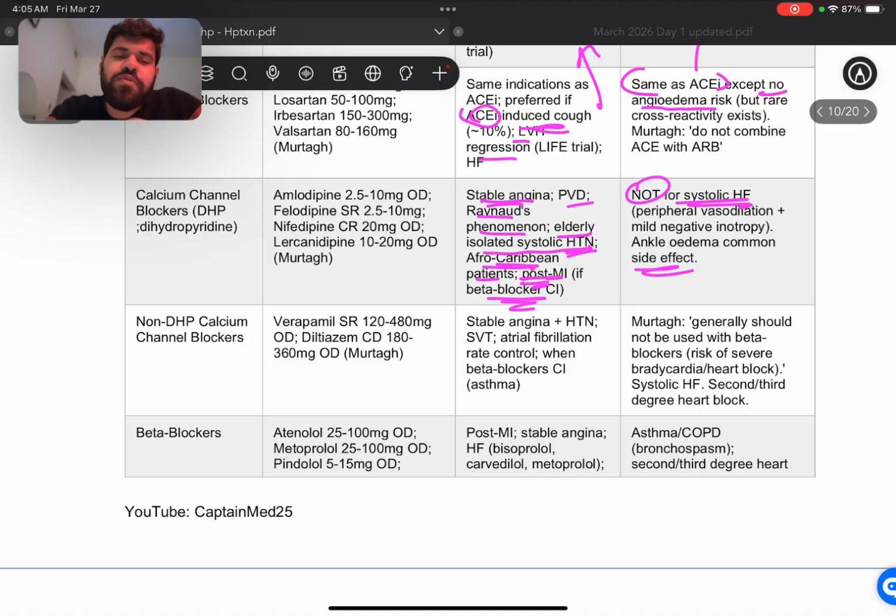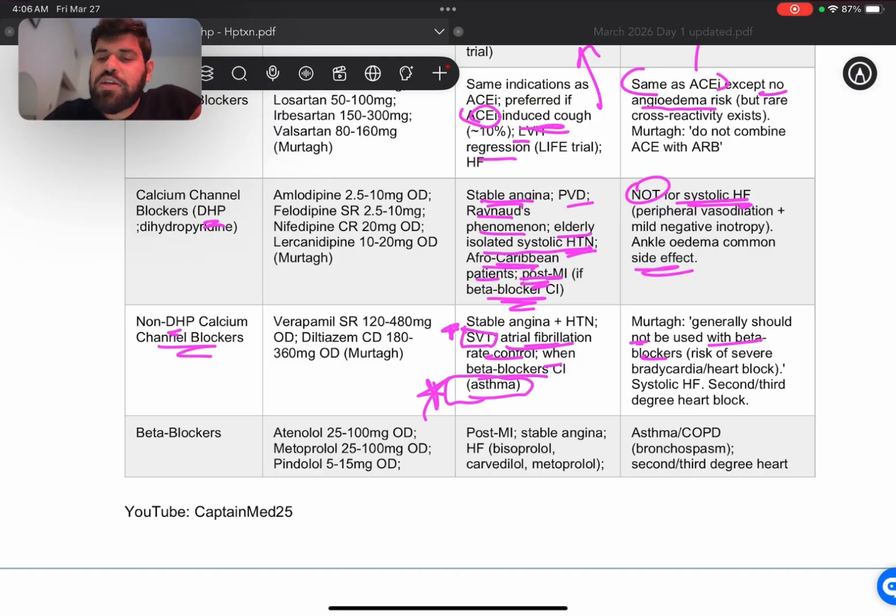Non-DHP CCBs, so those were dihydropyridine CCBs, whereas these are non-dihydropyridine CCBs, verapamil and diltiazem. These are given again in stable angina, hypertension, and SVT. In the last video we went over what SVT was and how to treat it. Again, atrial fibrillation, rate control when beta blockers are contraindicated, especially in asthma. They should not be used with beta blockers because they can cause severe bradycardia leading to heart block and systolic heart failure, second and third degree heart block, because they change the conduction of the heart.